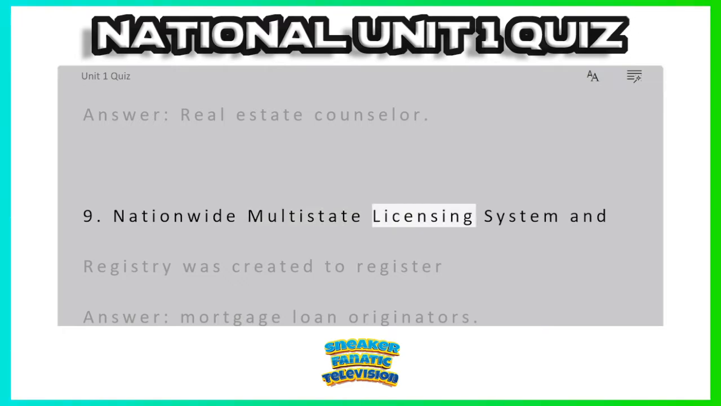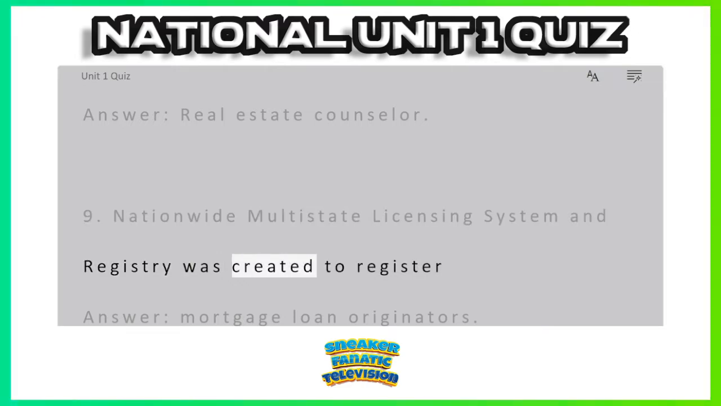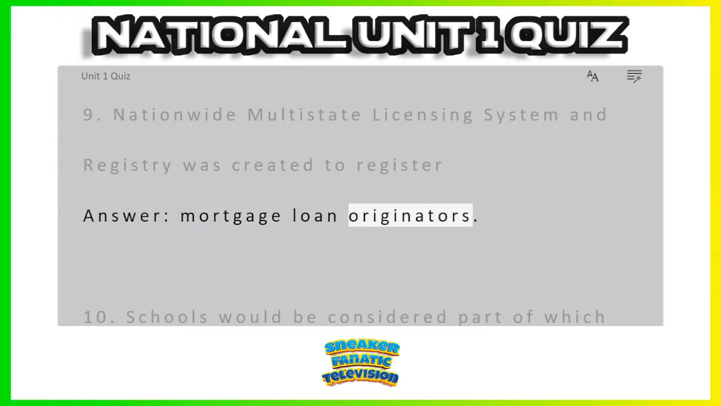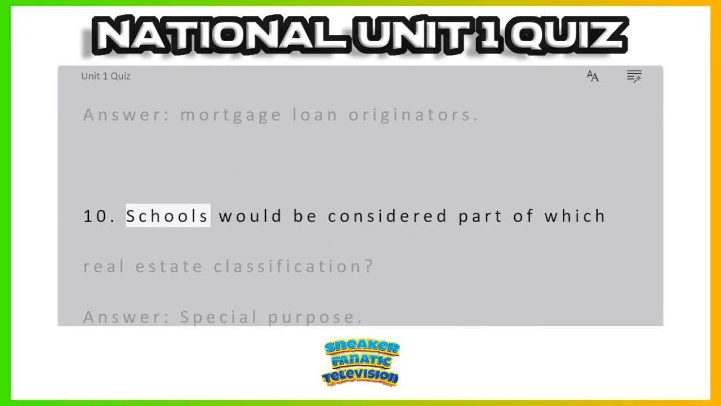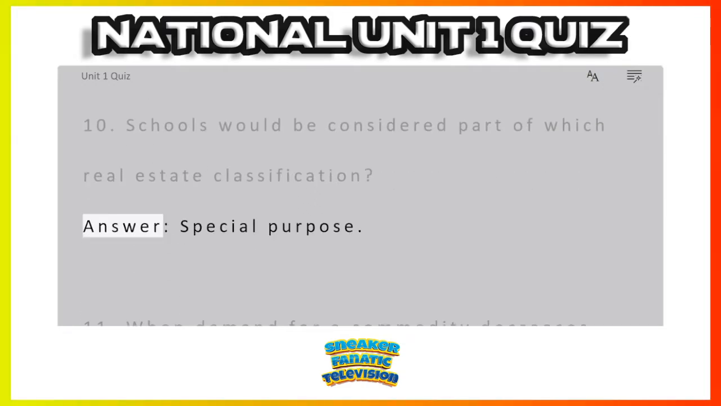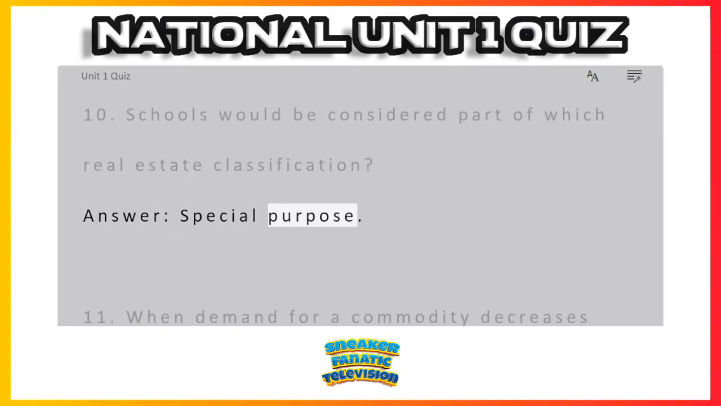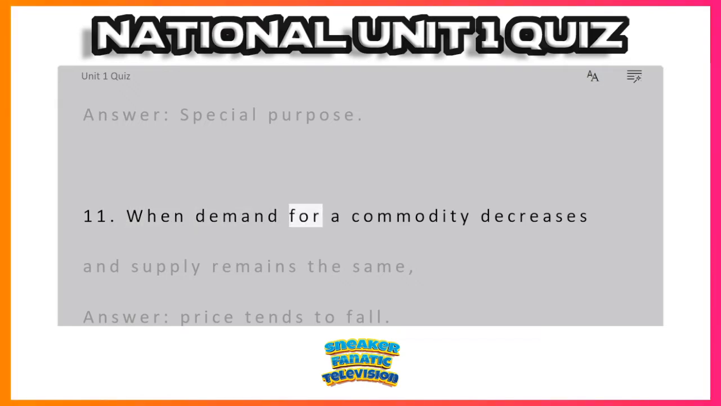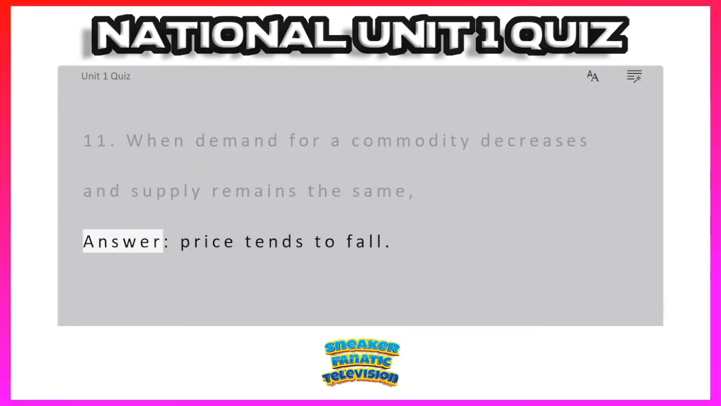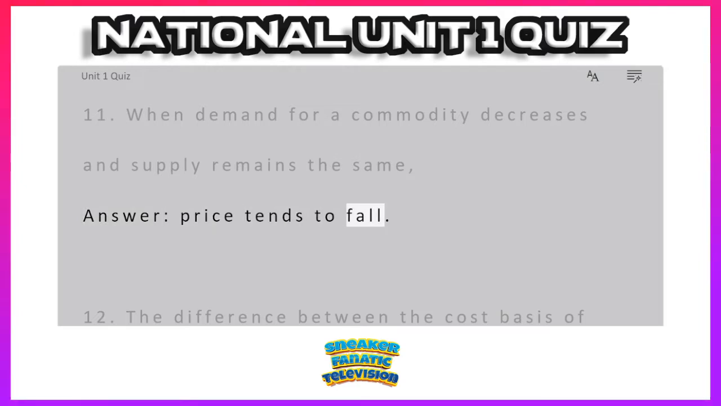9. Nationwide multi-state licensing system and registry was created to register. Answer. Mortgage loan originators. 10. Schools would be considered part of which real estate classification? Answer. Special purpose. 11. When demand for a commodity decreases and supply remains the same. Answer. Price tends to fall.